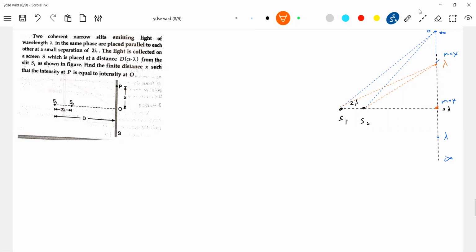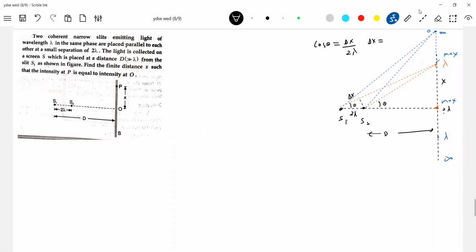Now construct a triangle here, and it will make an angle theta. This will be theta, and this is delta x. This is x, which is almost equal to d. So this is the second maxima, and here will be the first maxima. This is 2 lambda, so cos theta equals delta x by 2 lambda. This will be the relation.